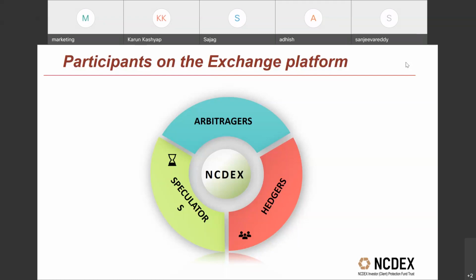these are basically the physical players who want to hedge their price risk through this platform.